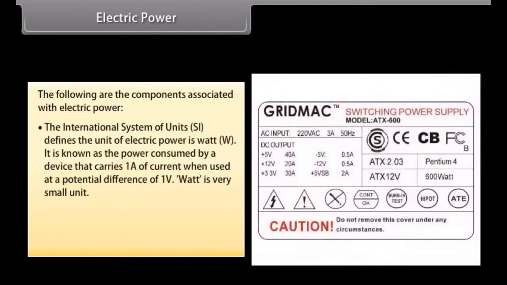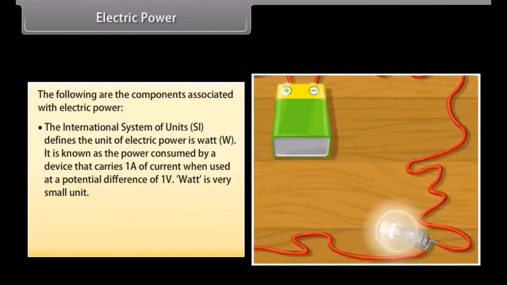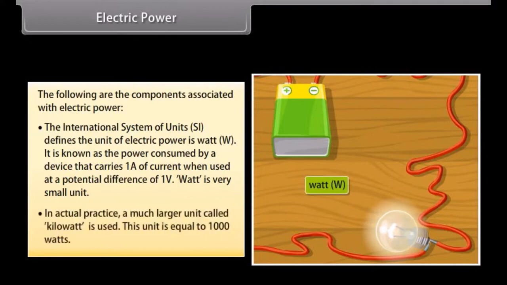The International System of Units, SI, defines the unit of electric power as watt, W. It is known as the power consumed by a device that carries 1A of current when used at a potential difference of 1V. Watt is a very small unit. In actual practice, a much larger unit called kilowatt is used. This unit is equal to 1000 watts.